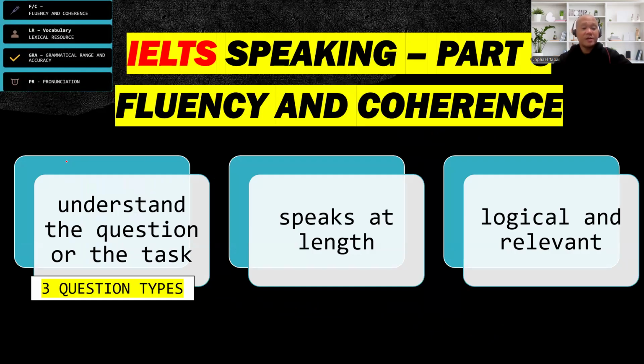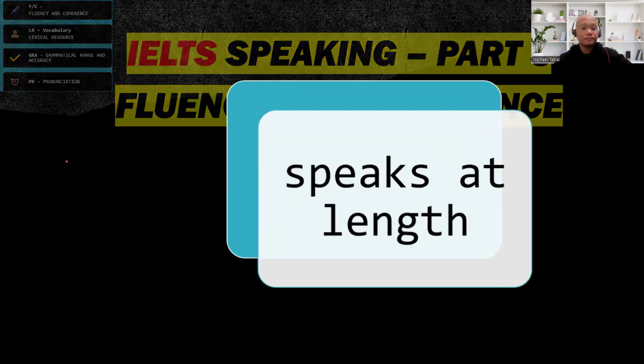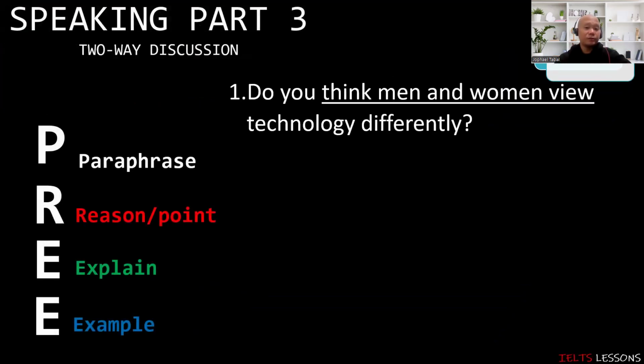The next one is speaks at length. So how can a candidate speak at length? Now, what the candidate must do is to use a structure for answering the question. So we have P-R-E-E. I call this P-R-E-E: P for paraphrase, then R for reason or point, E for explain, and E for example.